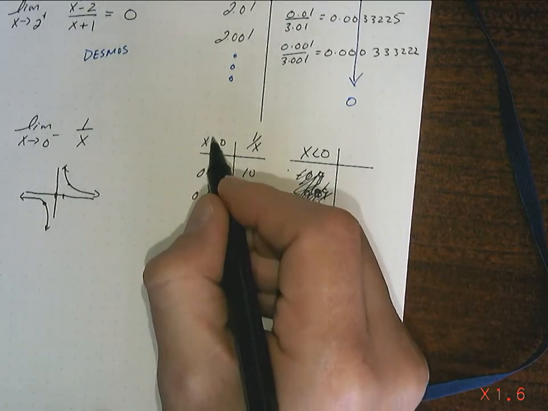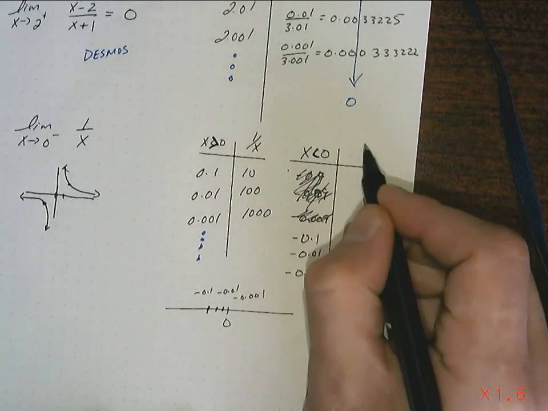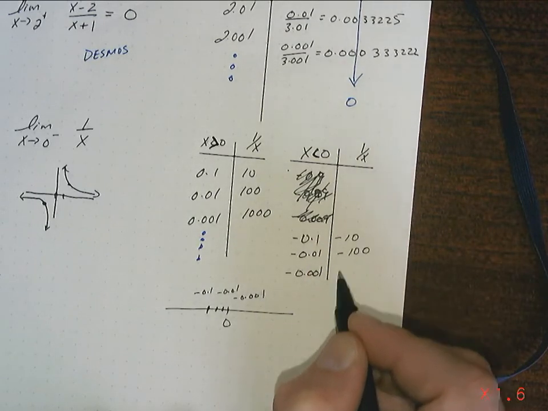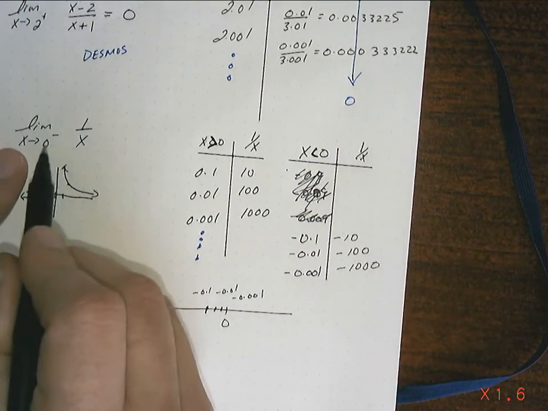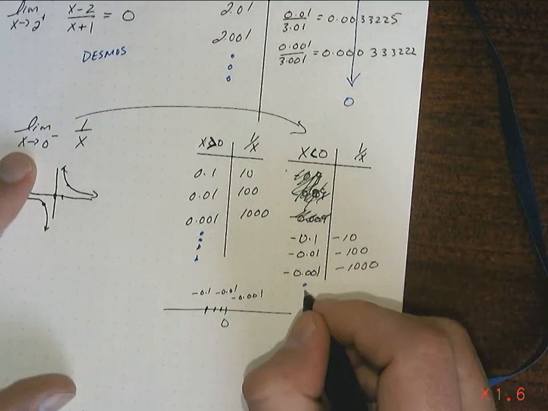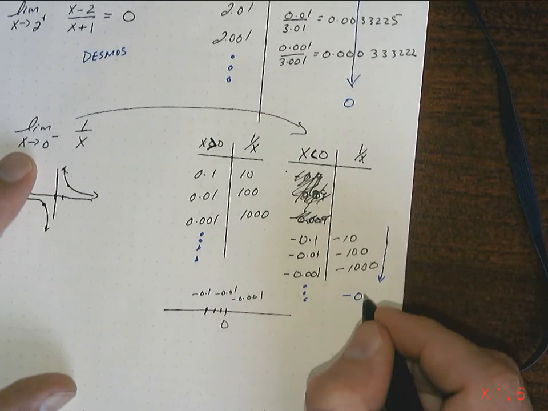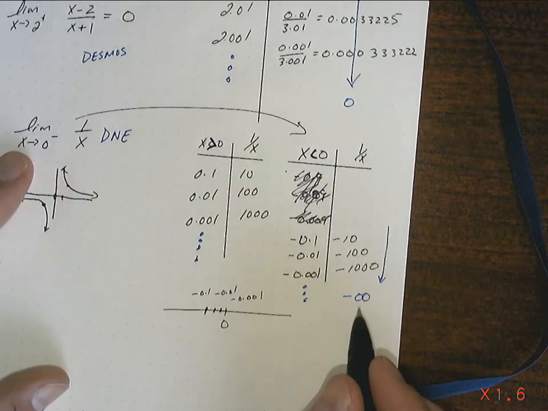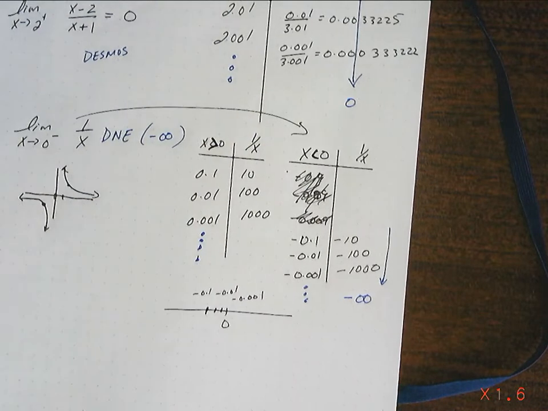So this is wrong. These are values of x that are greater than 0. These are values of x that are less than 0. So 1 over x is going to be negative 10, negative 100, and negative 1,000. So what's happening is this one is that one. If we were to continue, we would notice that this would continue to get larger and larger and larger negatively. And we would say that this does not exist because infinity is not a real number, but we would put this in so we didn't lose that good information.